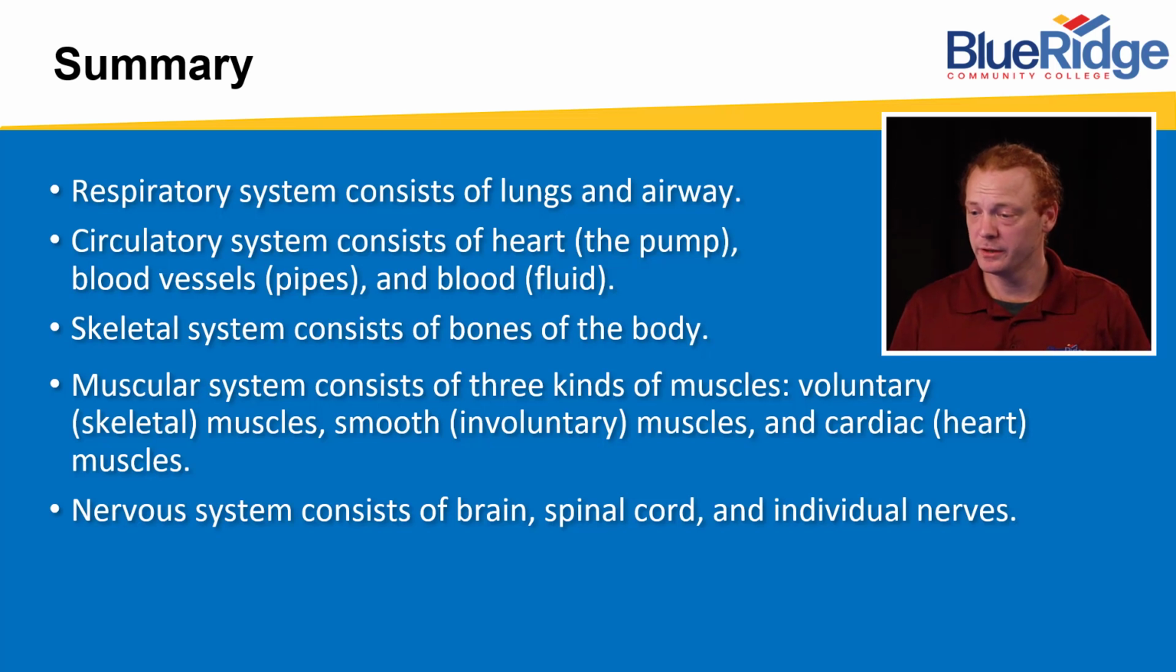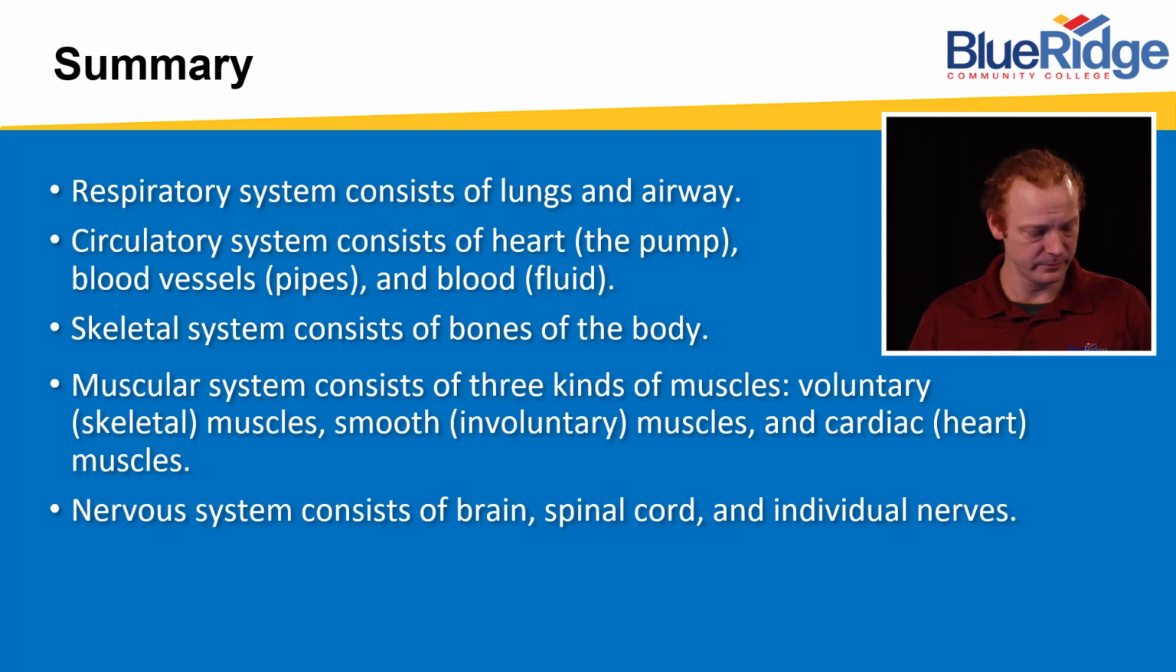Okay, in summary, the respiratory system consists of your lungs and your airway. Your circulatory system consists of the heart, which is your pump, the blood vessels, which are your pipes that carry your blood, and of course the blood itself, which fills the pipes and the heart. Your skeletal system provides support for your entire body and consists of your bones. Your muscular system consists of three kinds of muscles: voluntary, which are your skeletal muscles; smooth muscles, or involuntary muscles; and then your cardiac muscle, which is your heart.